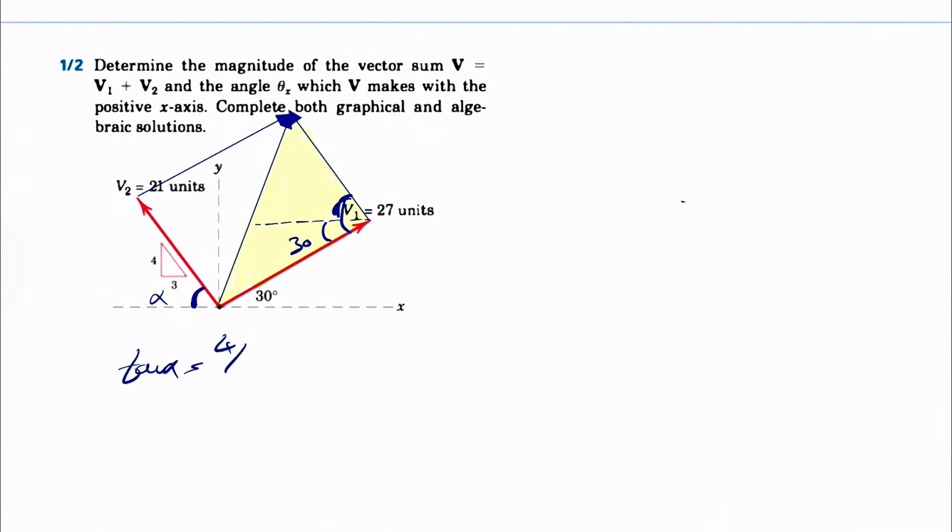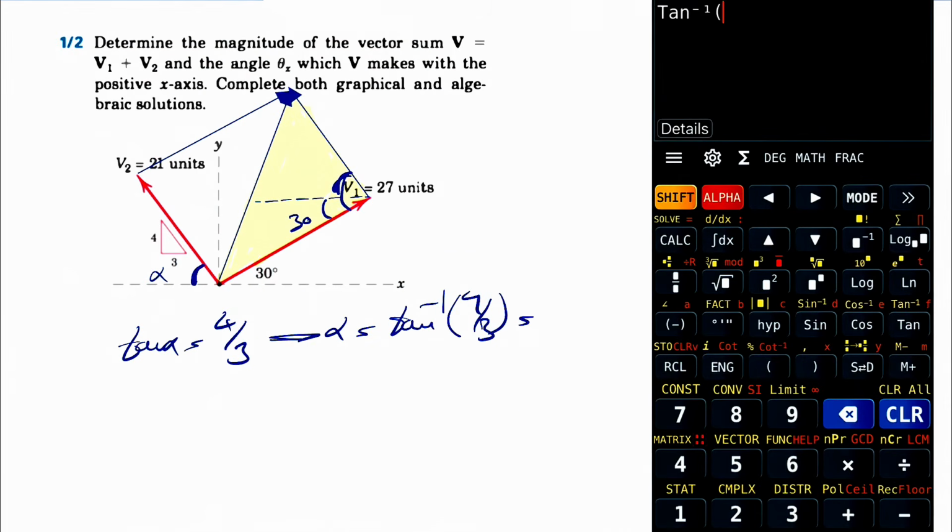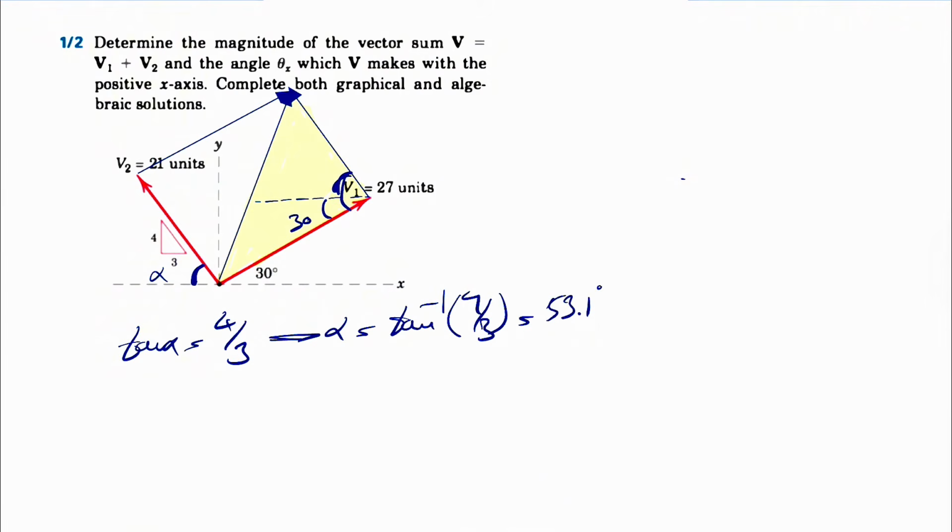Tangent of alpha would be 4/3, so alpha would be tangent inverse of 4/3. Let's see what we get. Tangent inverse of 4 divided by 3 is going to be 53.1 degrees. So this angle is 53.1, and we can find this angle here for our law of sines and our law of cosines.